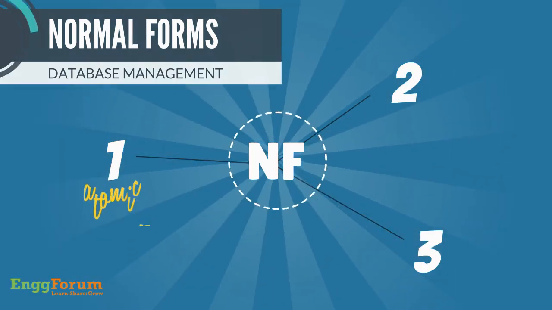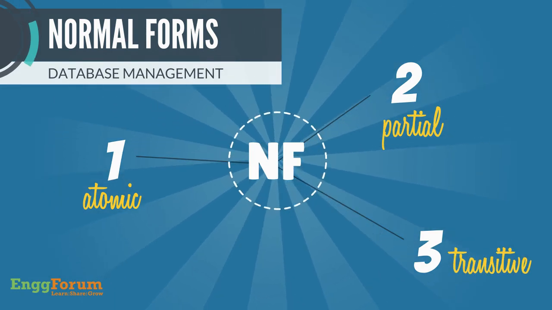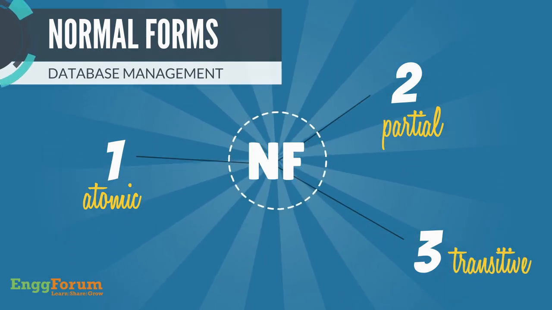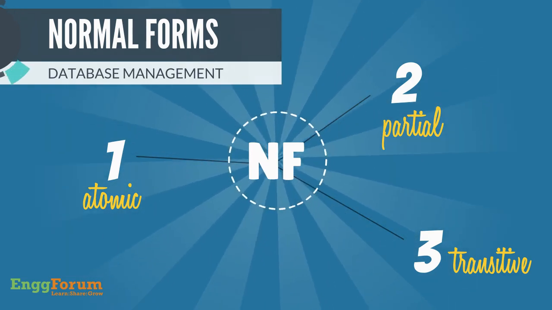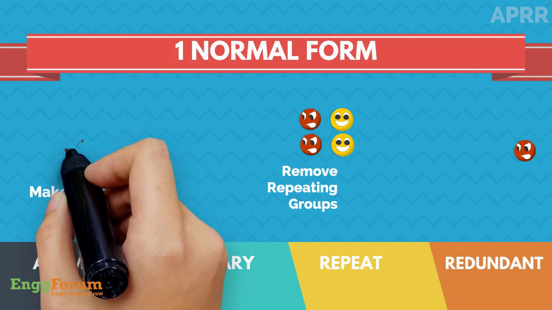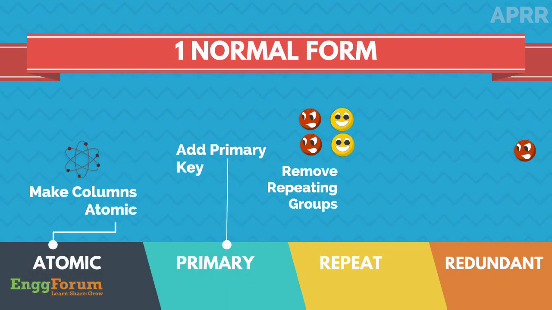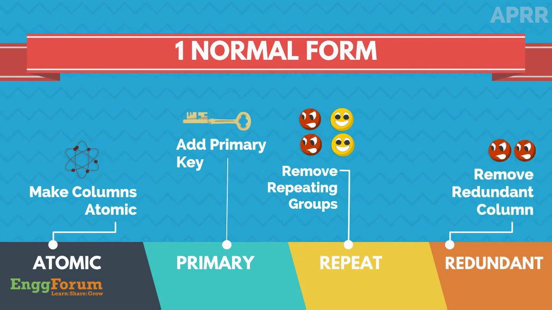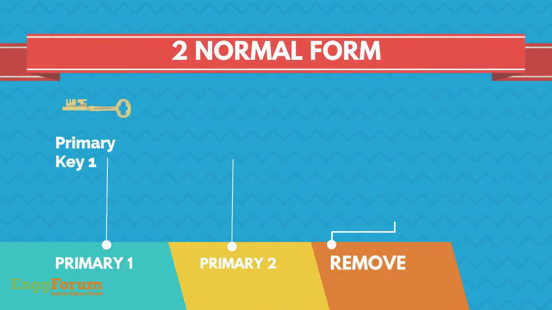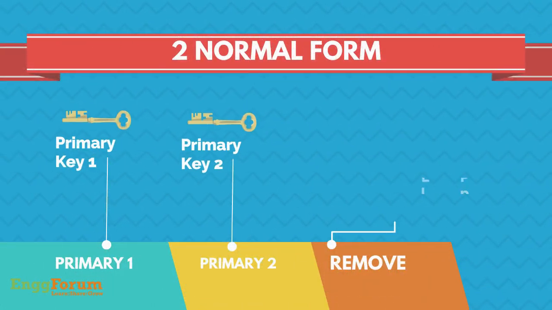Here, in this unit, we will learn the three most important normal forms, which are first normal form, second normal form, and third normal form. Now, to make a table normalized in first form, we have four things to consider. 1. Columns should be atomic. 2. Table should have a primary key. 3. No repeating groups. And 4. No redundant columns.